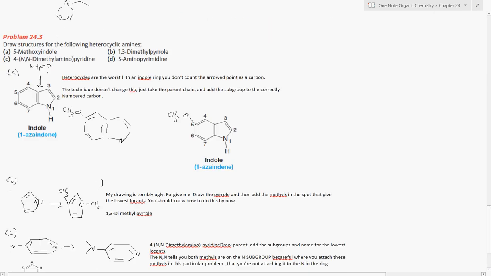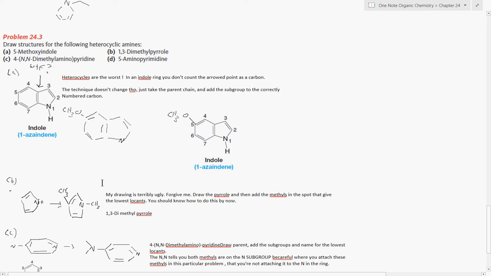Now, getting into the heterocycles. Heterocycles are the worst. It's an indole. In this, for A, it's an indole ring, and you don't count the carbon that the arrow is pointing to as a carbon. So be really careful when you're naming these that you get the numbers right for the heterocycles, because they don't all name the same. They don't all number the same.